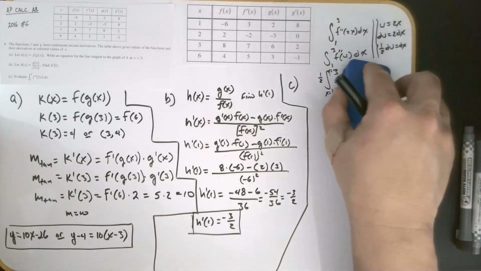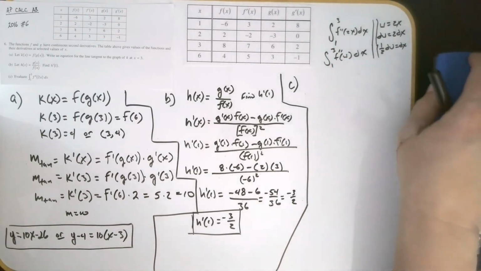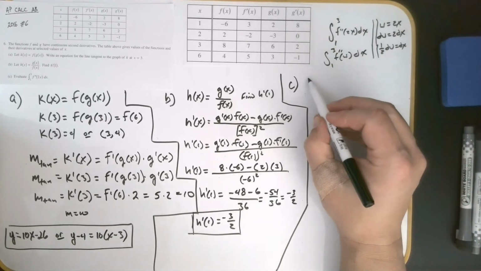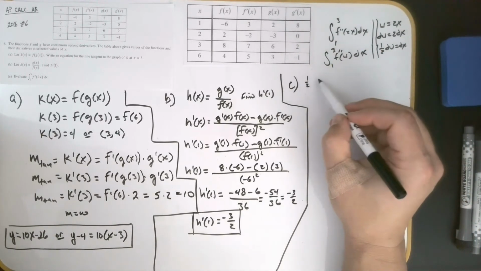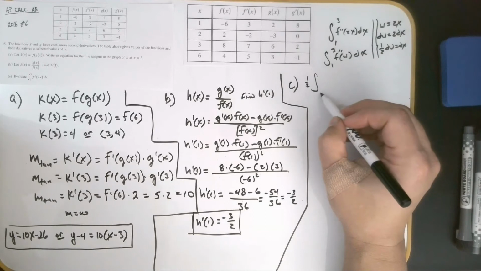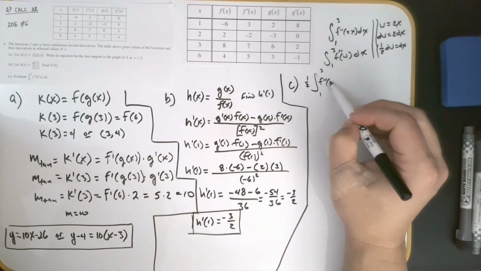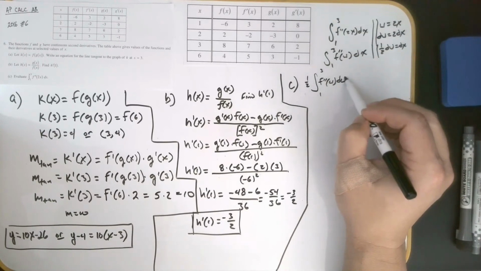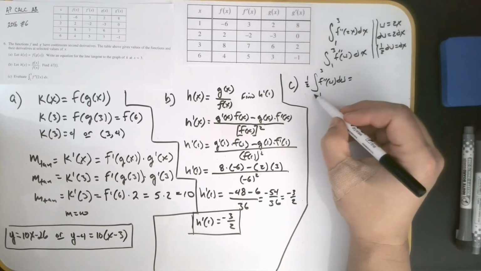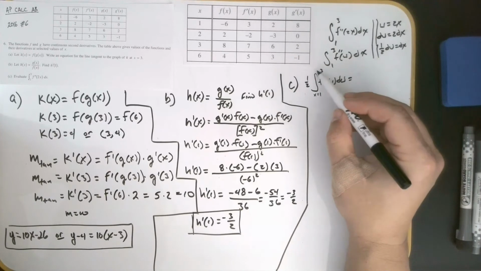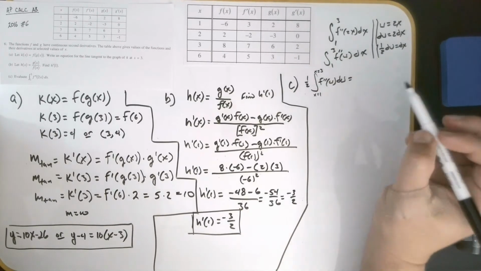I'm actually going to move this over. I just need a little bit of width here. Just going to rewrite that. So I have a 1/2 out front, and I'm integrating from 1 to 3, and it's f double prime of u du. Okay? Now again, these are x values. So you have to be careful here.